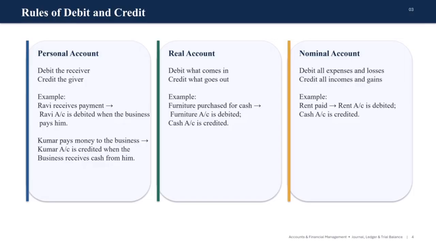Now let's look at the rules of debit and credit. There are three types of accounts: personal account, real account and nominal account. Each account has its own debit and credit rule. For example, when we buy furniture using cash, furniture account is debited because furniture comes into the business, and cash account is credited because cash goes out. These rules help us prepare correct journal entries.